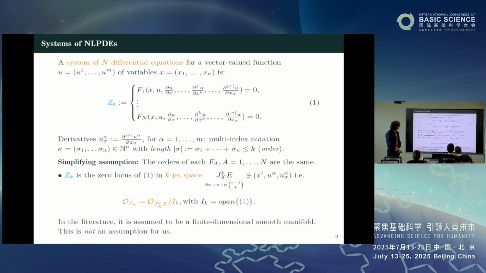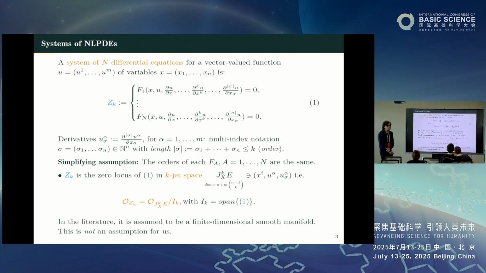You can use the multi-index notation. In my talk, here and there, I will use it. So if you take the alpha component, you take the derivative with respect to this kind of multi-index, this being sigma 1 plus ... plus sigma n, that means that I'm taking the derivative of u with respect to x1 sigma 1 many times, ..., with respect to xn sigma n many times.